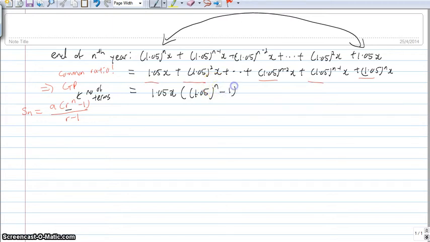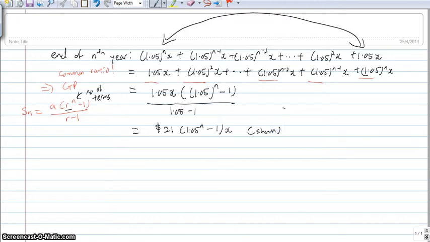Follow the formula: minus 1 over r minus 1, which is 1.05 minus 1. So if you simplify this, you'll get 21 times (1.05^n minus 1) times x dollars. So I have shown part 2.